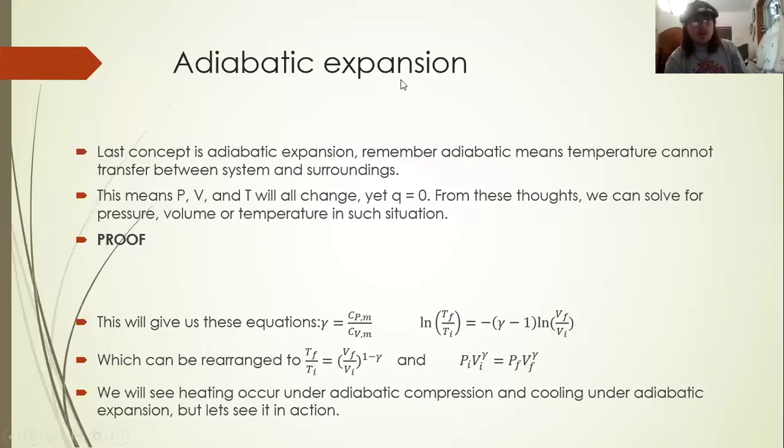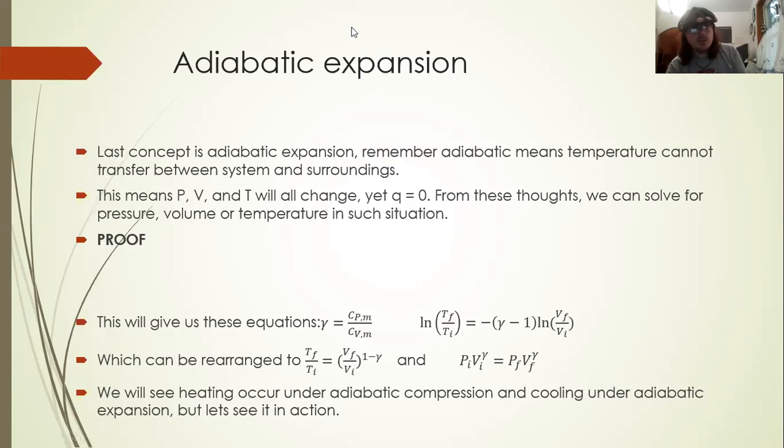Just a second. So the last situation is dealing with an adiabatic expansion. So isothermal, we can deal with. Isochoric, isobaric, we can deal with. Adiabatic, where heat is not allowed to change. That means there has to be some temperature transfer from the system to the surroundings. So that means pressure, volume, and temperature will all change, yet Q will equal 0. So we can solve for this knowing the pressure, volume, and temperature in any given situation.